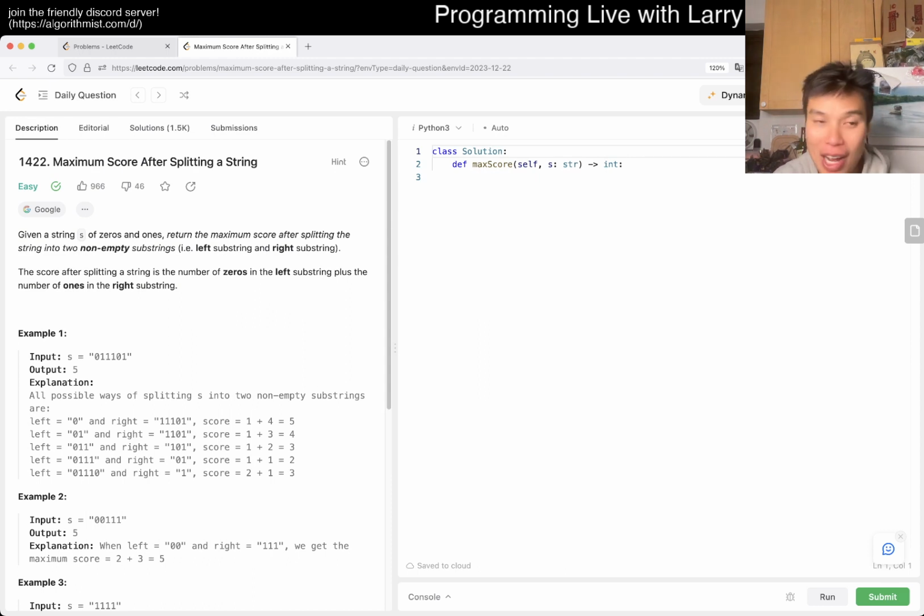Apparently we're having a month of easy problems for some reason. So yeah, maximum score after splitting a string, 1422.